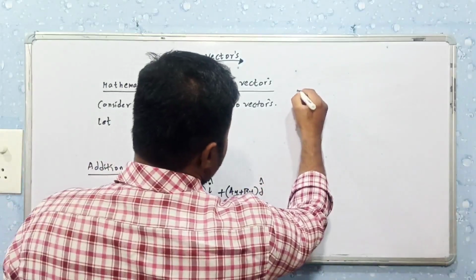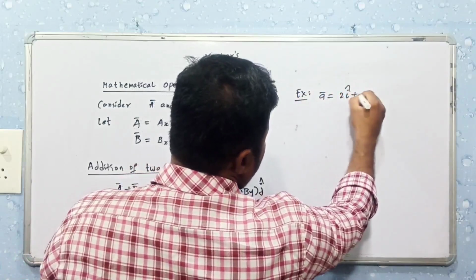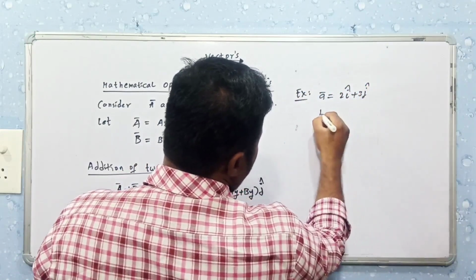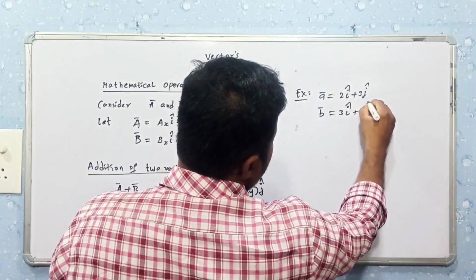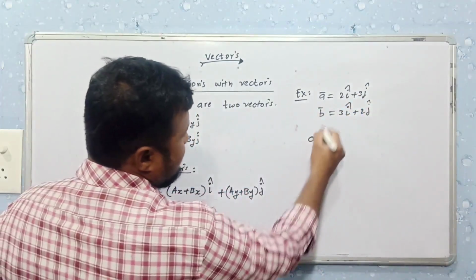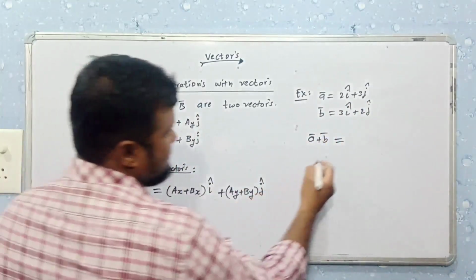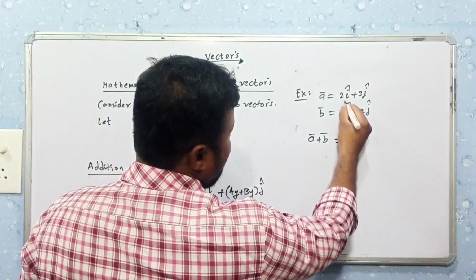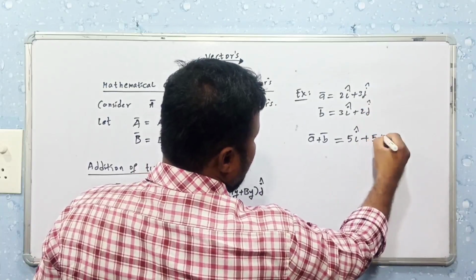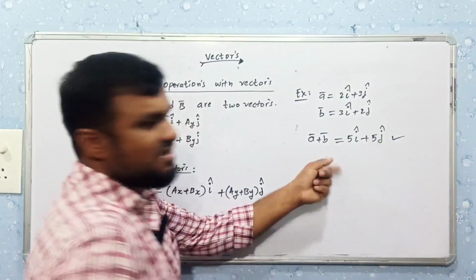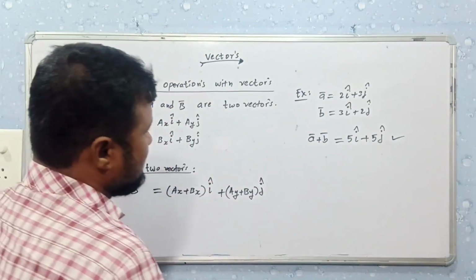For example, A bar is equal to 2 i cap plus 3 j cap given, and B bar is equal to 3 i cap plus 2 j cap given. If I add these two vectors, A bar plus B bar, the addition is equal to 2 plus 3, 5 i cap plus 3 plus 2, 5 j cap. This is the answer. Like this, we can add two vectors.